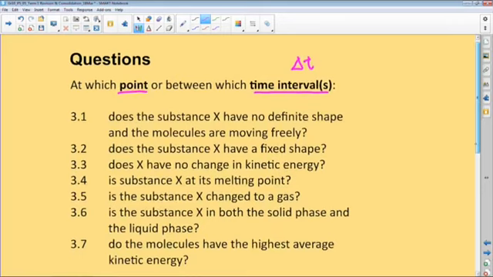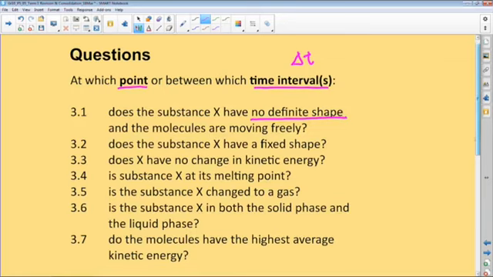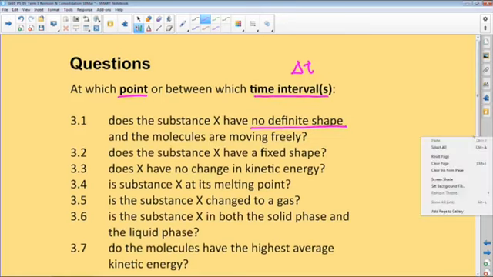It says, does the substance X have no definite shape and molecules are moving freely? No definite shape, you underline that, okay? But then because we need to refer back to the graph, which will be very important, so that we can ask ourselves whether indeed we have answered the question. I'll draw your attention back to the graph, because these are typically basic recall questions.